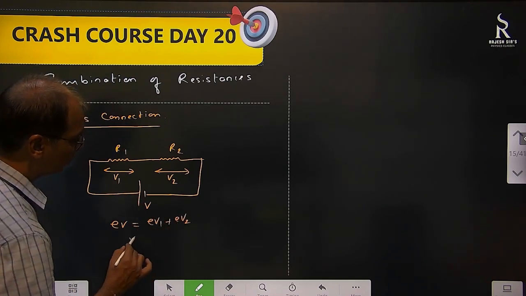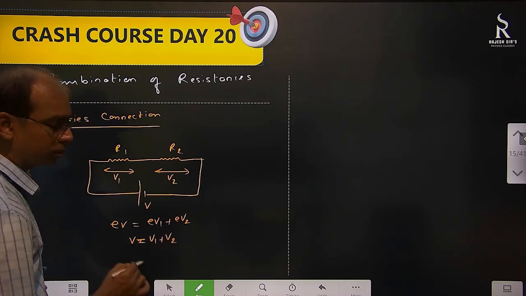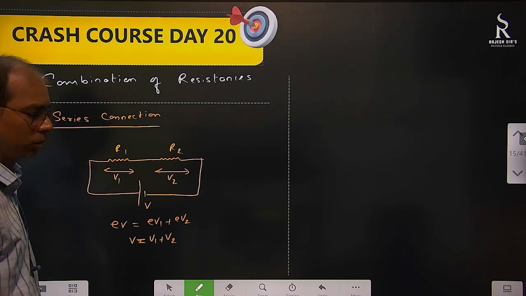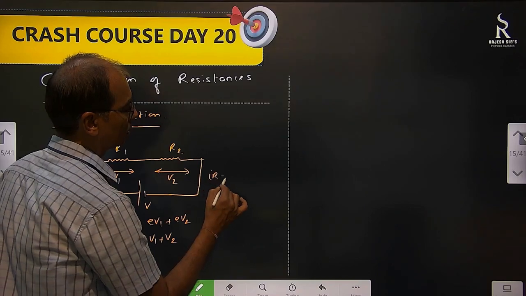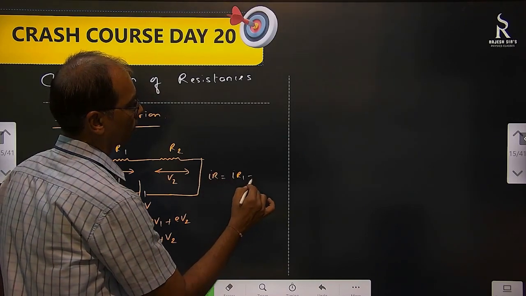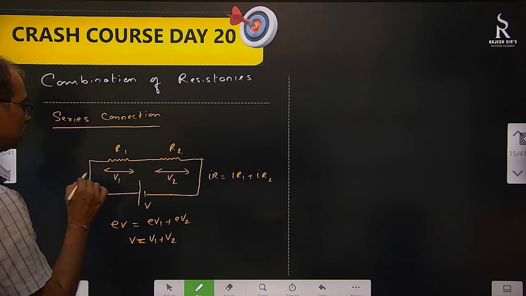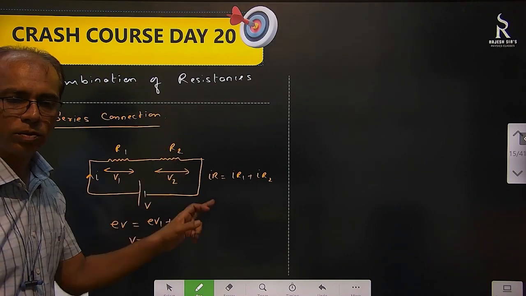So what can you write? V equal to V1 plus V2. That's what we write normally. What is V? We can say IR. What is V1? IR1. What is V2? IR2. How IR1, IR2? Because they are connected in series, the same current will flow throughout.